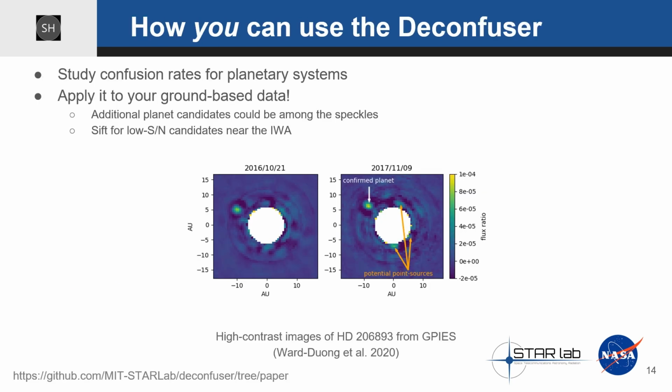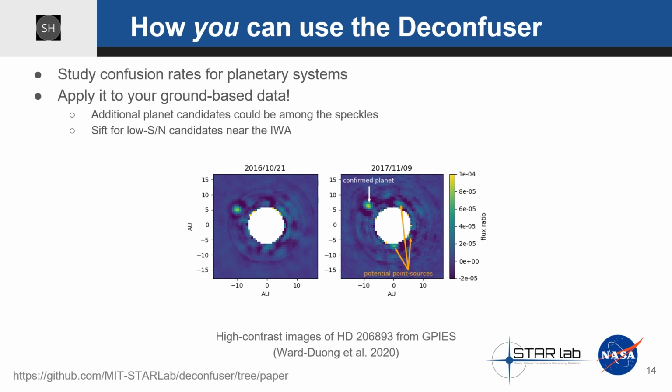So this is a workshop about sharing our tools with each other, so I do want to mention how you can apply the deconfuser to your own work. I think the first point is probably fairly obvious based on the talk, and that's that you could use the deconfuser to perform your own confusion rate studies. So maybe you have some systems in mind or parameters you want to explore. You can go ahead and take the deconfuser and do your own work there.